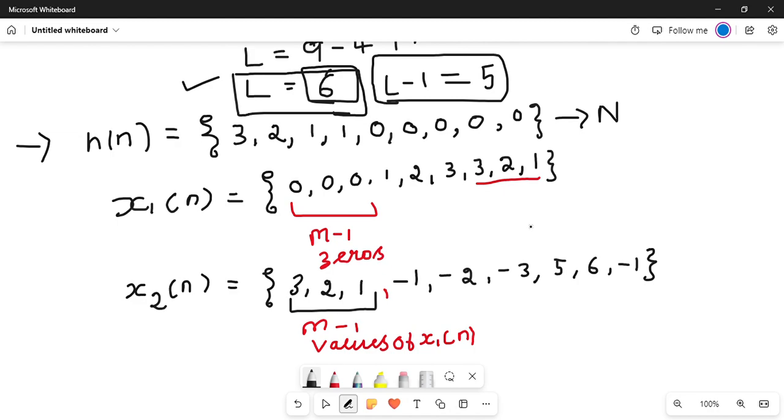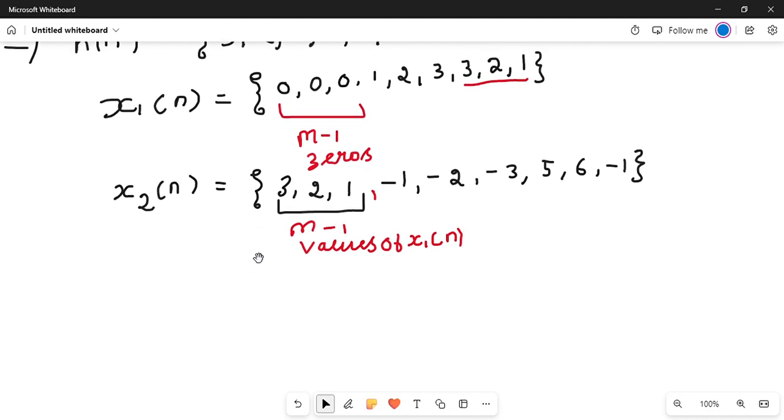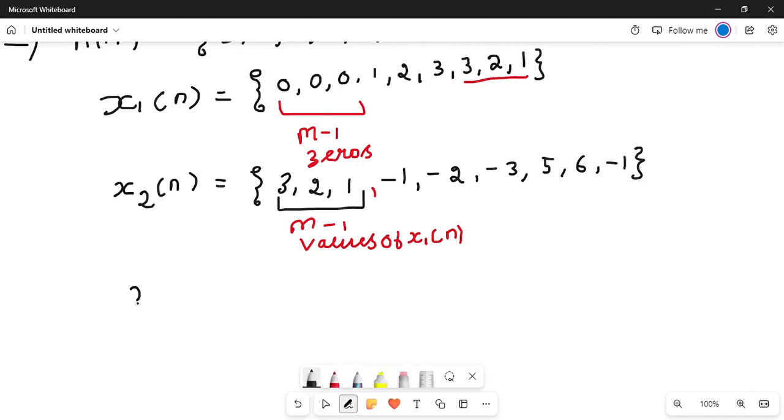So next, I need to take x3 of n. What is my x3 of n? Once again I have to take m minus 1 values of x2 of n. The m minus 1 values of x2 of n are 5, 6 and minus 1. So let me take that: 5, 6 and minus 1. Then I have to take the remaining values. Now my remaining values are 2, 0, 2, 1. Here, what is going to happen?